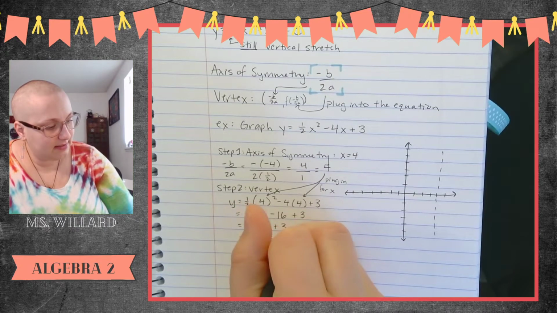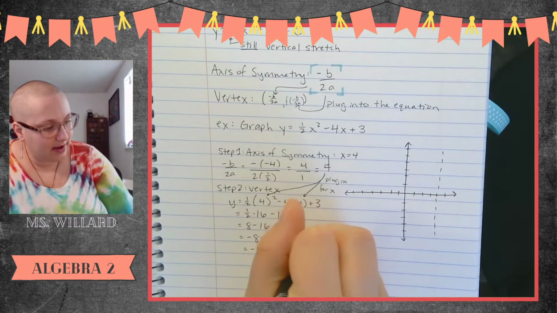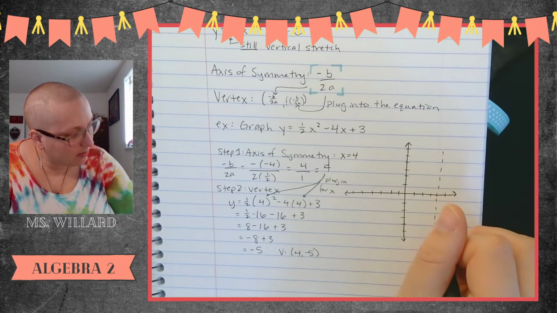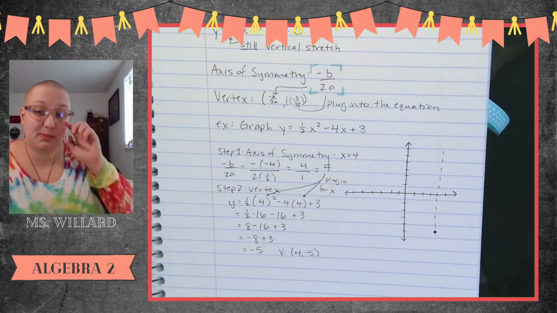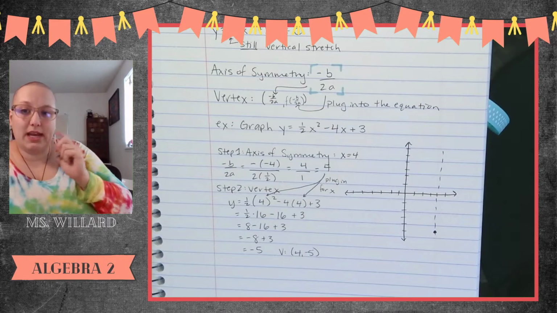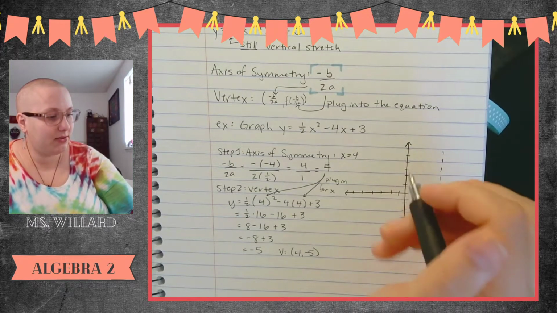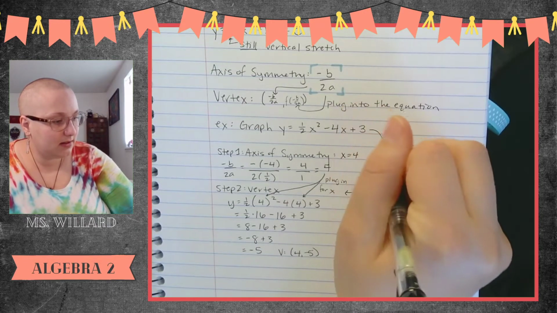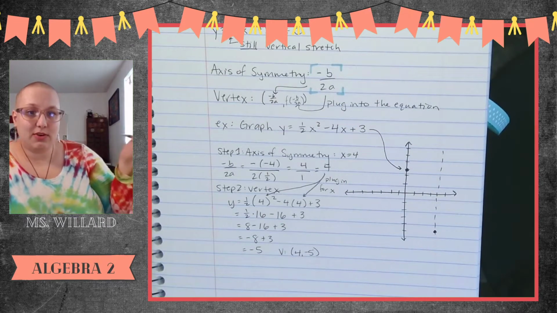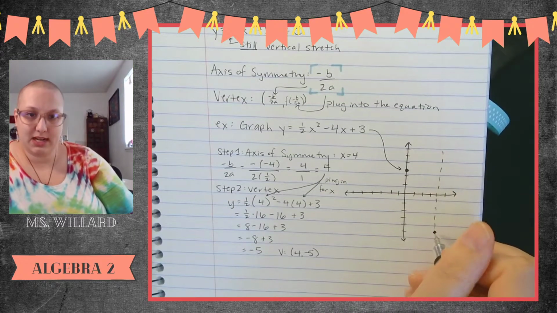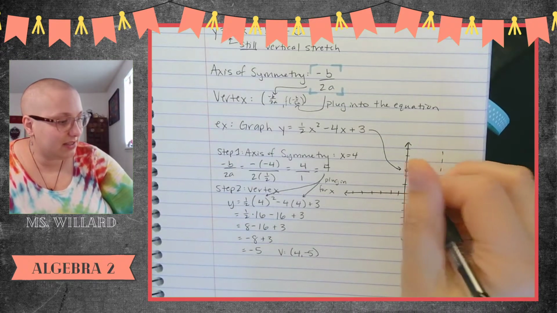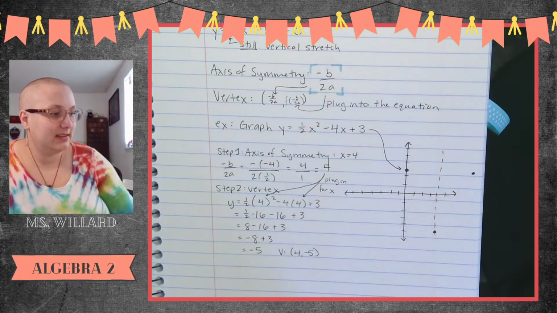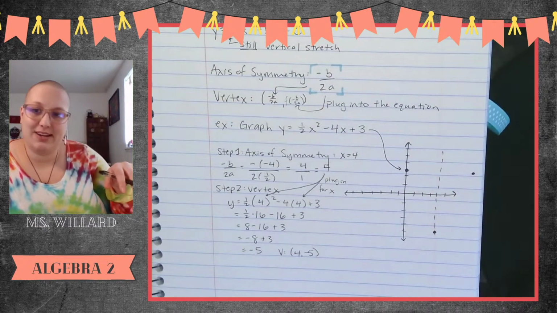So my vertex is at 4, negative 5. There's my vertex. My y-intercept is at 3. So far, I already have this vertex and I have this point over here. I can just flop this point over on this side of the line. It would be 5 away, so it's way out at 10.